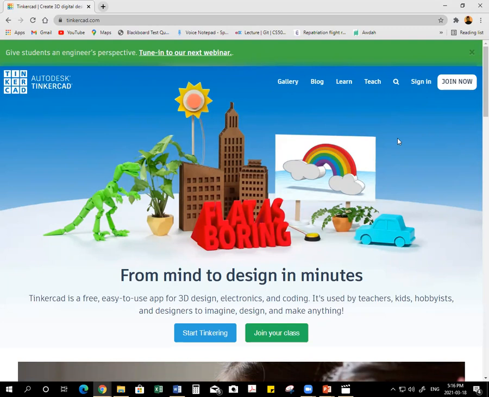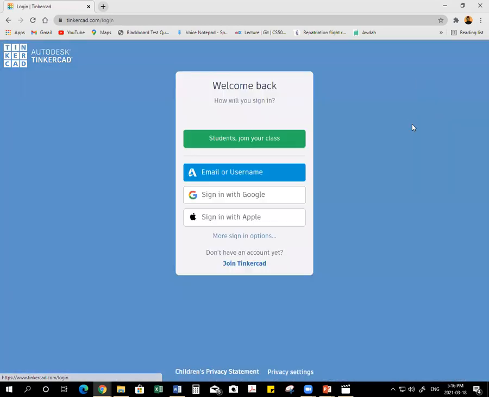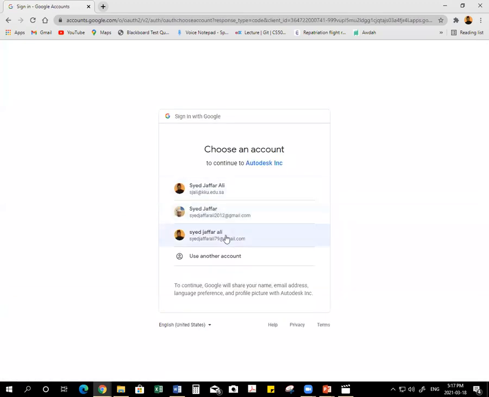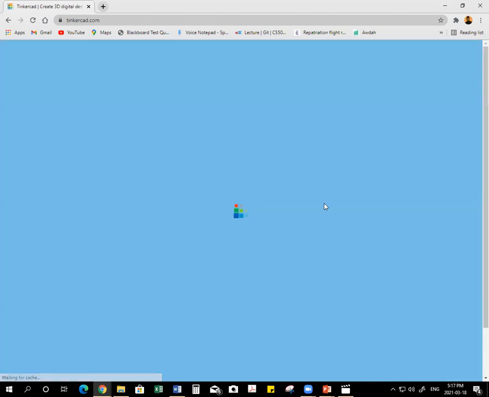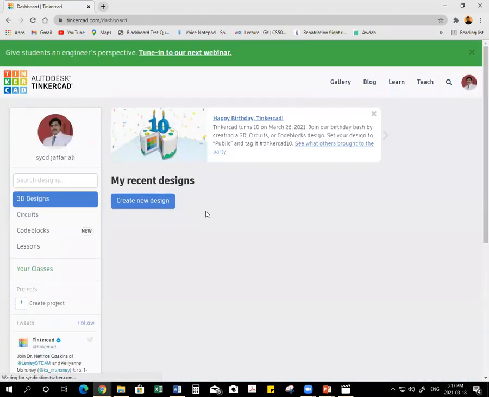I will start with how to sign in. Here you can sign in with a Google account, or you can create your own Tinkercad account. I will join with a Google account. So we'll start creating a new account in Tinkercad. See, it's logging in with a new account in tinkercad.com. Here we have 3D design, circuits, code blocks, and sessions.